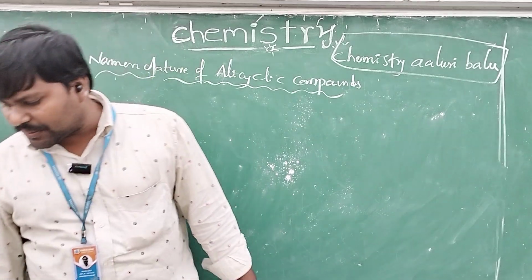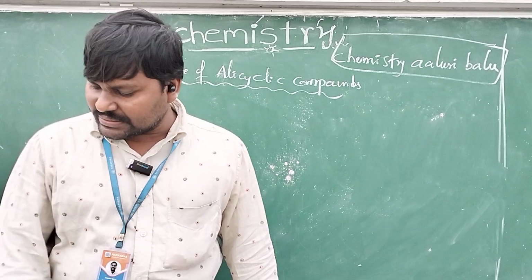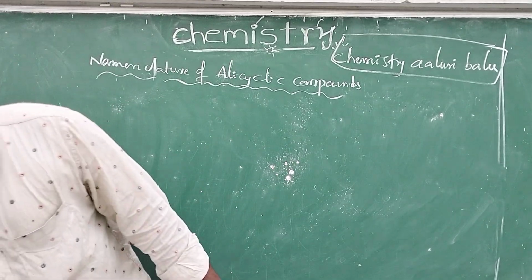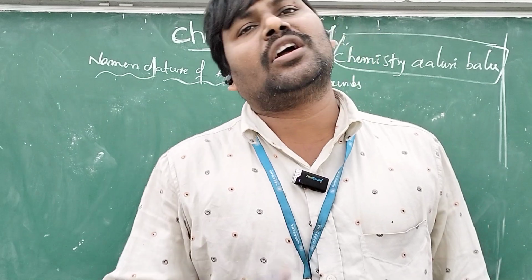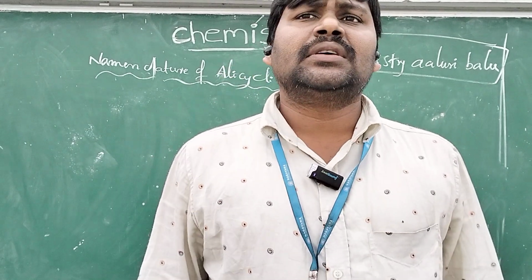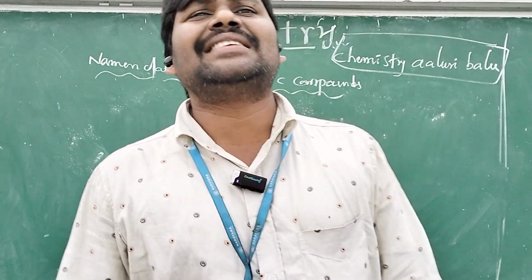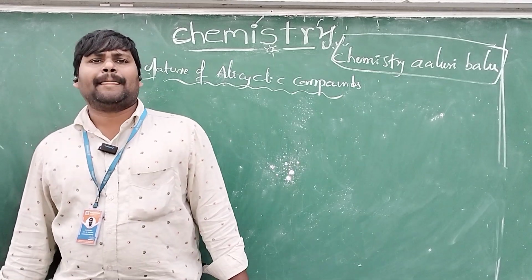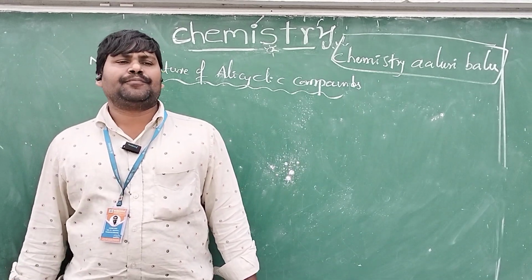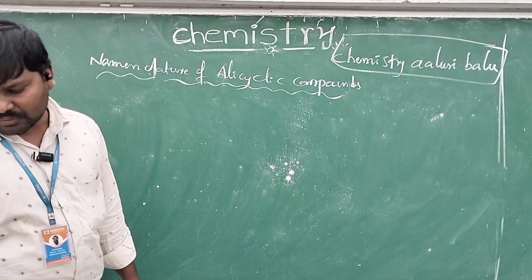Now, how to give the name of the cyclic compounds? The compounds contain one or more rings, with three or more carbon atoms joined together. If a compound contains at least one ring of three or more carbon atoms joined with each other, that is called a cyclic compound, aliphatic cyclic compound, or alicyclic compound. Now I am taking monocyclic compounds here. Monocyclic compounds, what are the rules?